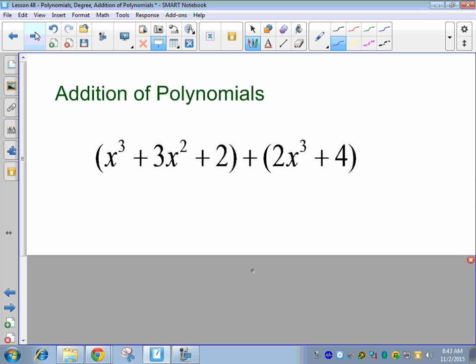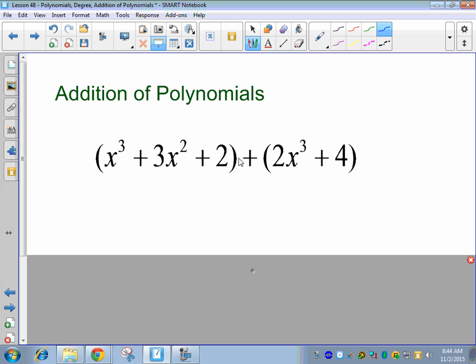All right, addition of polynomials. This is pretty easy, you guys. We've been doing this when we're solving because we always start by combining like terms, right? So this is just some more combining like terms. Sometimes subtraction is a little bit trickier. Addition is pretty easy. So I have parentheses, parentheses, and then a plus, and then another set of parentheses.